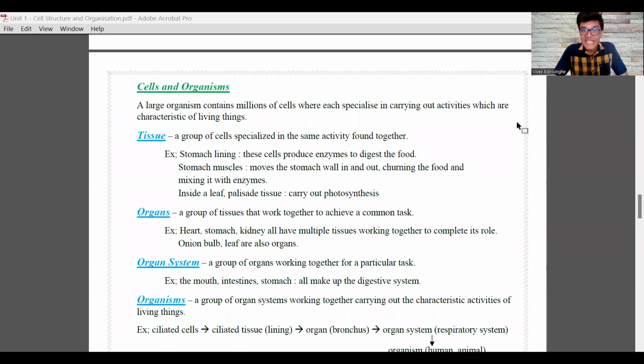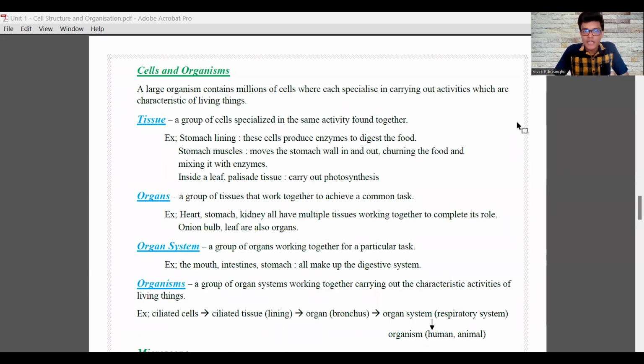Lastly, coming down to cells and organisms, a large organism obviously contains millions of cells which specialize in carrying out activities which are characteristic of living things. A group of specialized cells that perform the same activity together forms a tissue. For instance, the stomach lining contains cells that produce digestive enzymes. The stomach muscle is also a tissue that helps in moving the stomach wall in and out, churning the food and mixing it with enzymes.